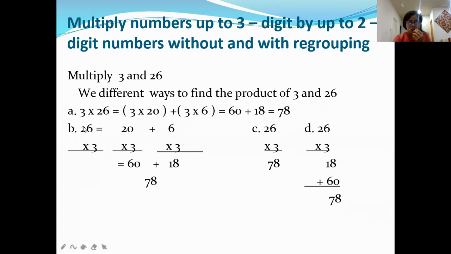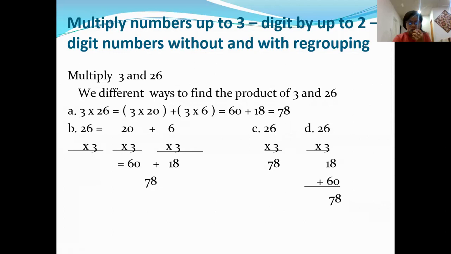Then in B also, we have 26, broken apart based on its place value. Since 2 is in the tens place, the value is 20. So multiply by 3. Also, 6 is in the ones place, multiplied by 3. So 20 times 3 is 60. Then we add 6 times 3 is 18. That's why it's 78.